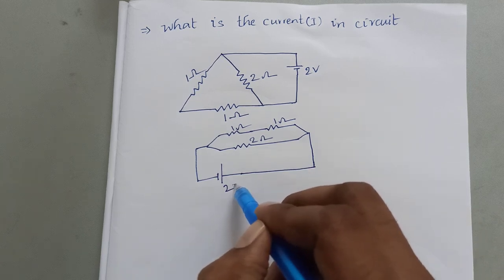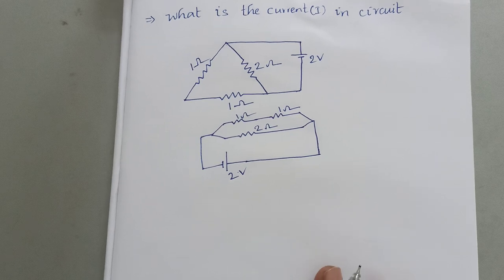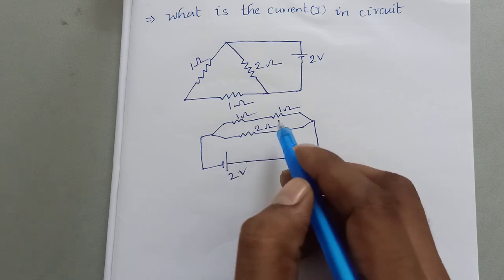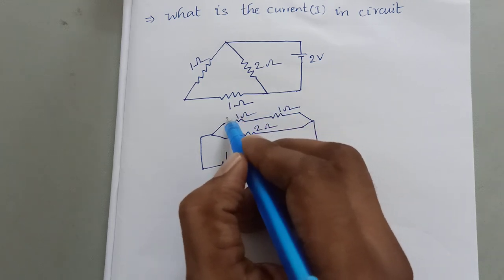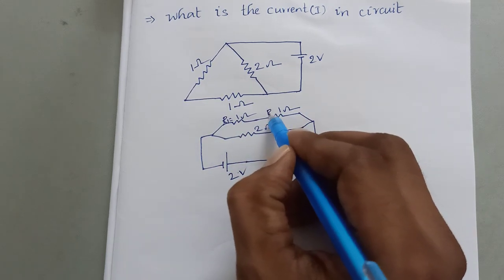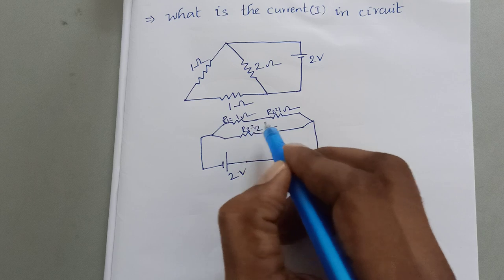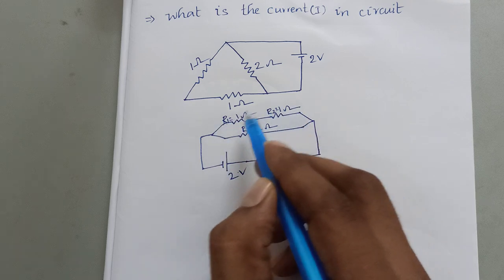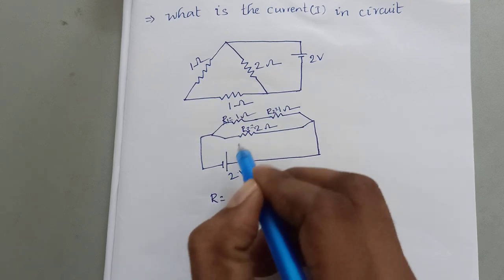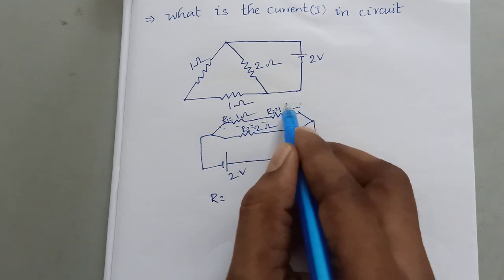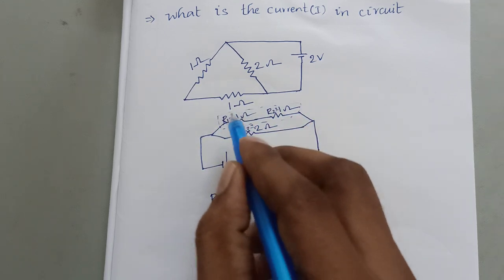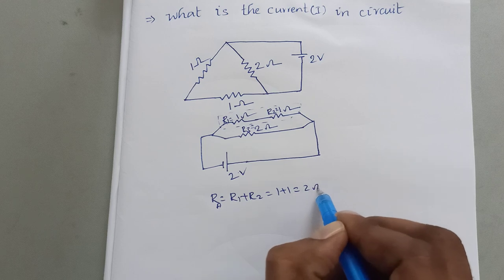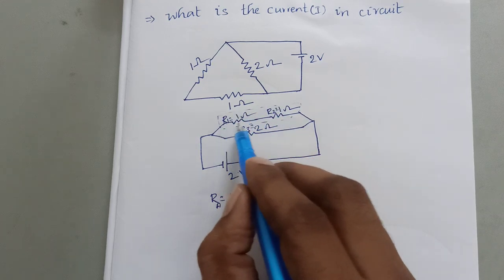Yes, this is easy. Now we can find the value of the current. Before that, we can find the equivalent resistance in this circuit. This is R1, this is R2, and this is R3. R1 and R2 are in series, so R is equal to R1 plus R2, it means 1 plus 1, 2 ohm. Then this total is 2 ohm.